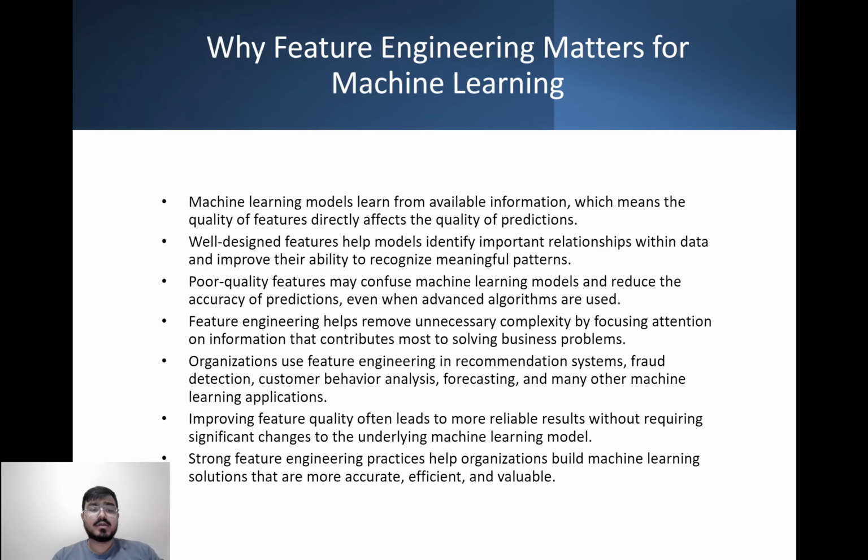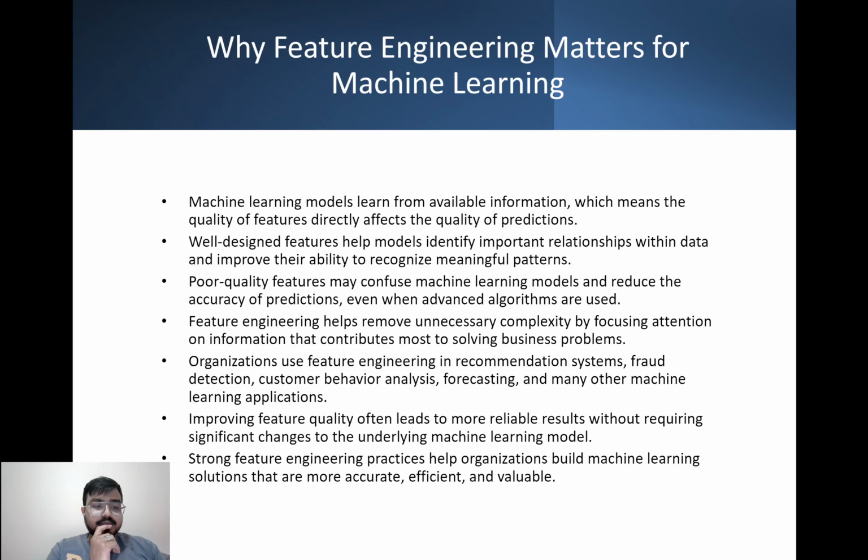Machine learning models learn from available information. This means that the quality of information directly affects the quality of predictions. A machine learning model is only as good as the information it receives. Well-designed features help models identify important relationships and patterns within the data. For example, a recommendation system used by an online shopping company may perform much better when features accurately represent customer interest and shopping habits.